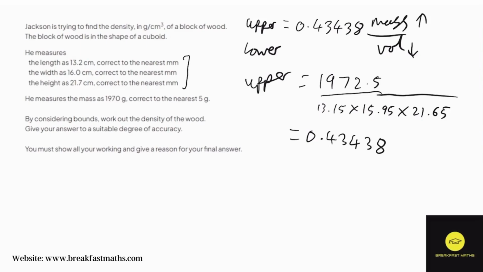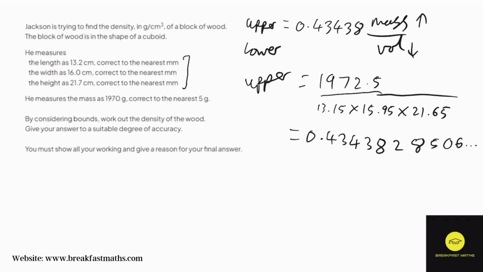0.43438. Now, we're going to be using that number to work out the actual value afterwards. It has got a few more decimal places, and I'll just pop everything on the calculator on the screen, just so we can see how our working should be laid out. But now we need to find the lower bound.